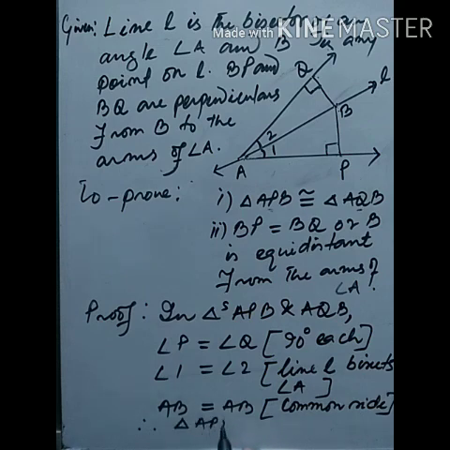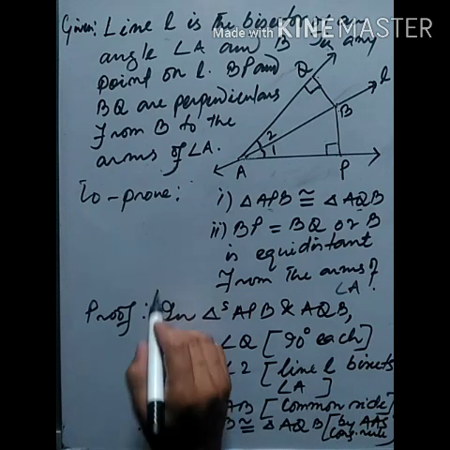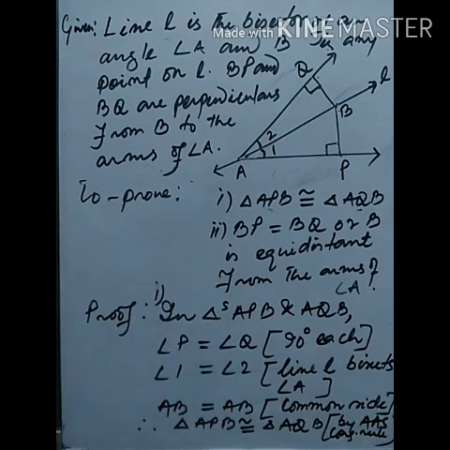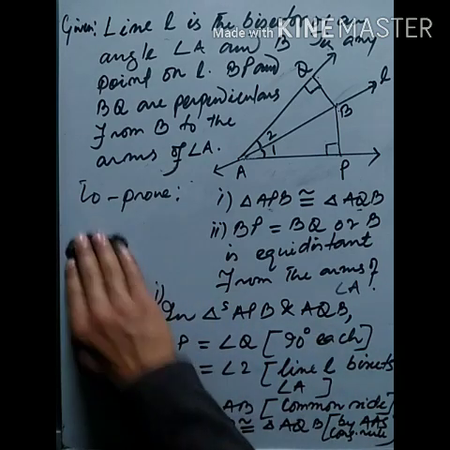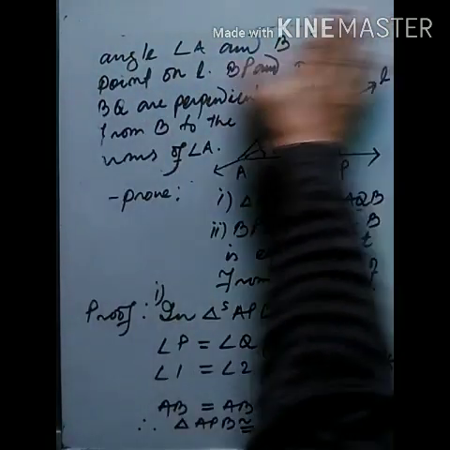Therefore, triangle APB is congruent to triangle AQB. What is the congruency rule here? The space is not there actually, but you can just write here by angle side congruency rule. Okay, so now the first proof is done. This is your first. Now we'll move to the second one. So let me just rub this part.